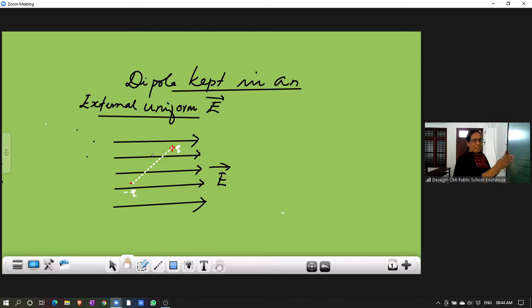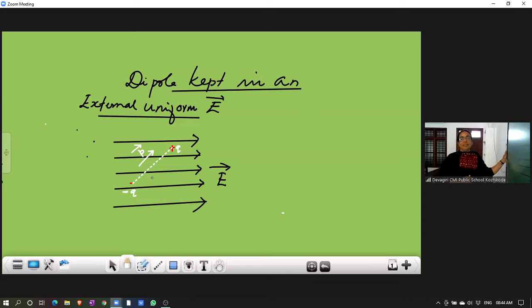So obviously it's very clear from the picture that I kept the dipole neither parallel nor perpendicular to the electric field. I just kept it at a certain angle, and I want to mark that angle. Imagine I kept it at an angle theta with the electric field. This is how I kept it in the uniform electric field.